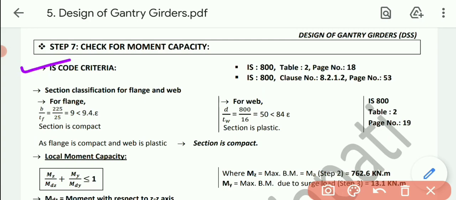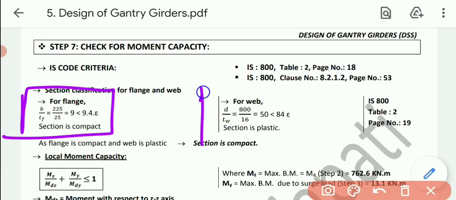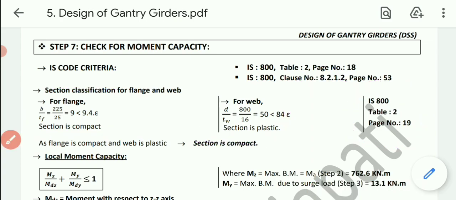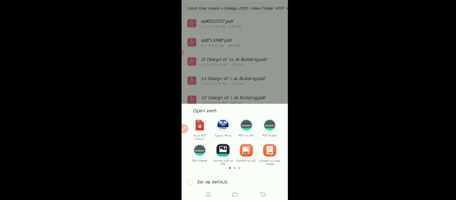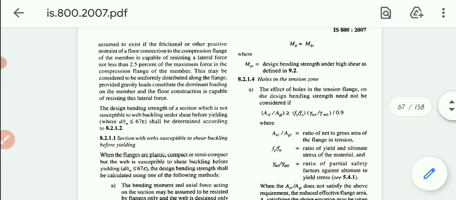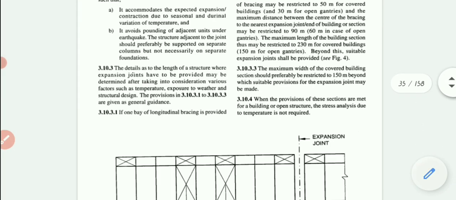Step number 7 stands for check for the moment capacity. Before checking the moment capacity of the flange, first of all let's decide the section classification criteria for the gantry girder, for the dimensions which we have designed. So for flange and for web we need to cross check the condition as per table number 2, page number 19.